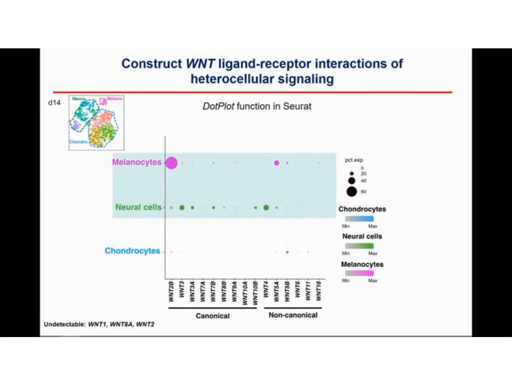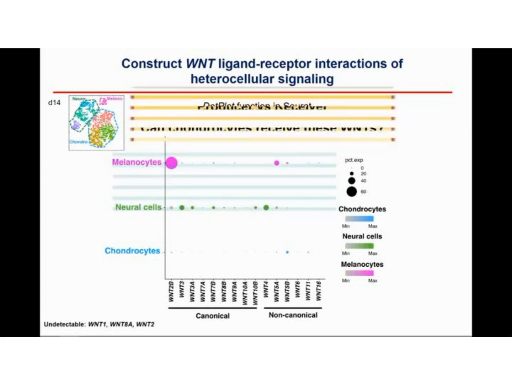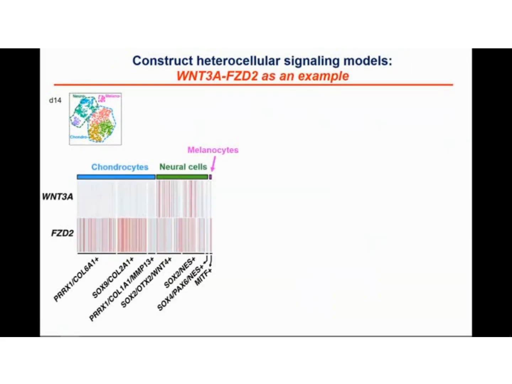So what does this mean? Does it matter for our chondrocyte? That means, can our chondrocyte actually receive these Wnt ligands? To answer this question, I'm going to use Wnt3A as an example, as well as its high affinity receptor, which we call FRIZZLED2 here, because I want to construct heterocellular signaling models.